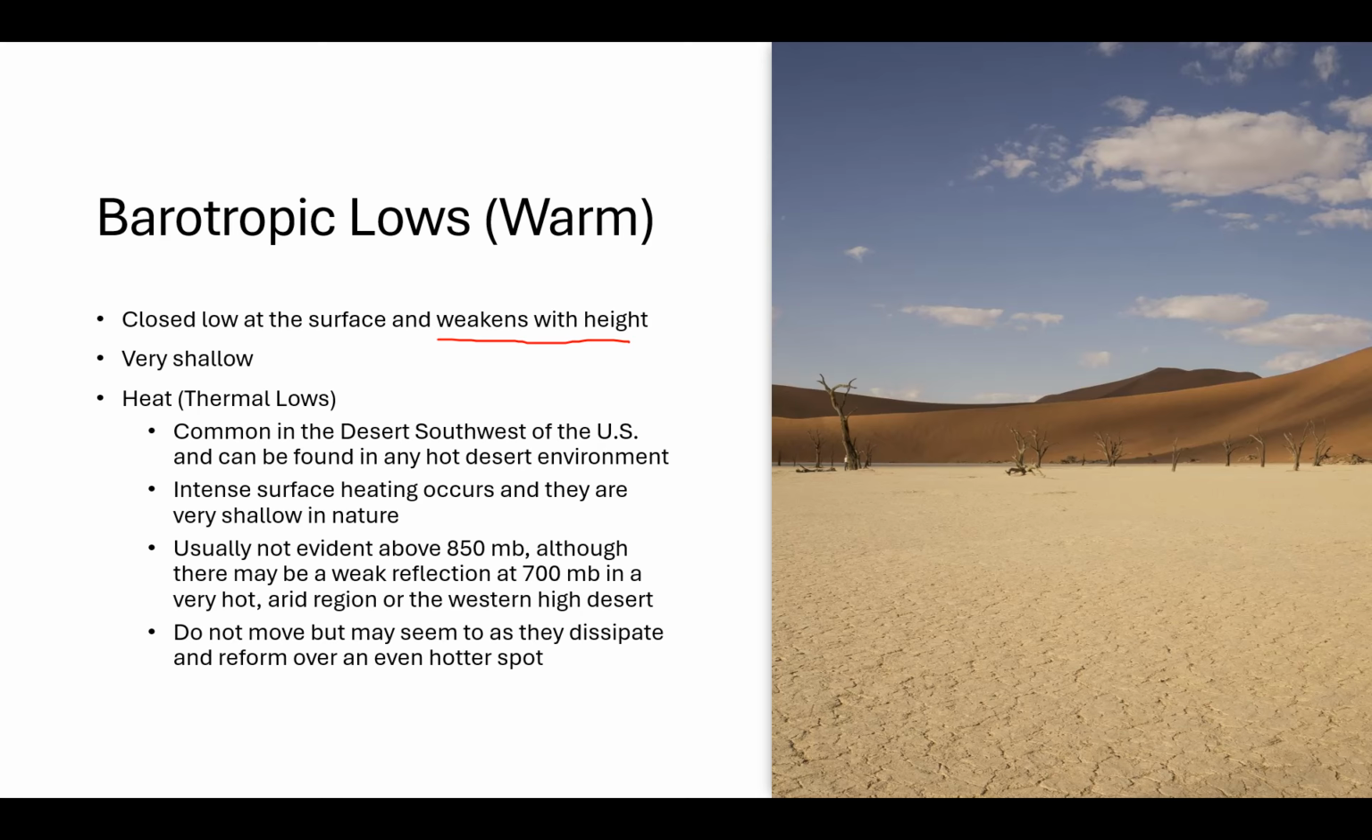They're usually not going to be evident above 850 millibars, which is 5,000 feet above the ground, although there may be a weak reflection still at 700 millibars, up to 10,000 feet, in a very hot arid region, or the western high deserts. These heat or thermal lows do not move, but they just generally seem to stay where they are, and they slowly dissipate and reform. They tend to position themselves over hot spots, so they're always seeking out the hottest surfaces to reposition themselves over.